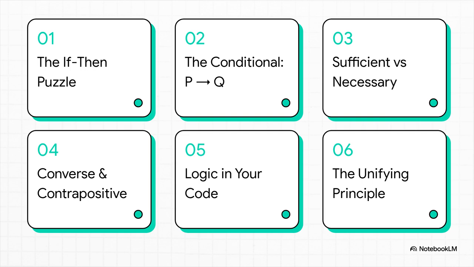Here's our game plan. We'll start with the puzzle itself, then we'll set up our logical anchor, the conditional proposition. After that, we'll decode those tricky phrases, look at some logical relatives, see it all in action in actual code, and finally, we'll pull it all together with the big unifying principle. All right, let's get into it.